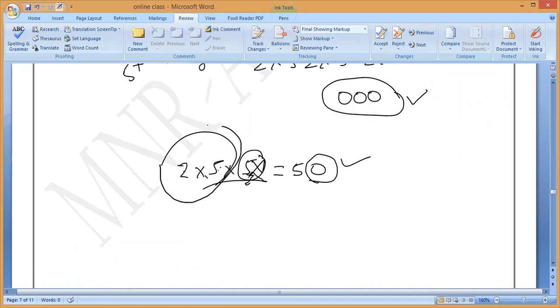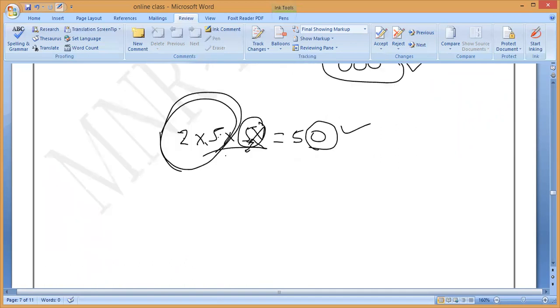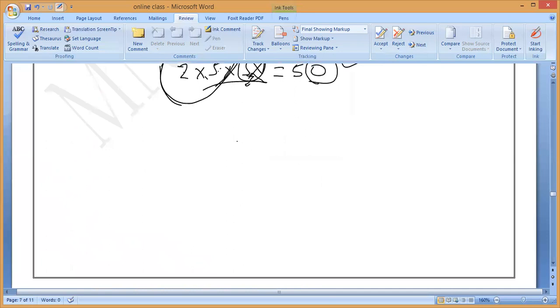Only we will consider the 2 into 5 set. Is it okay? Yes, sir. So one more example, one more sum like this. Write the next sum. All of you, you will understand it.